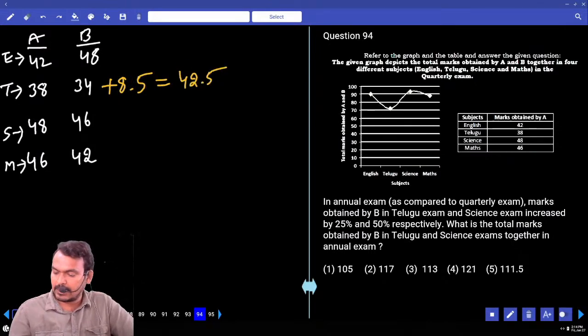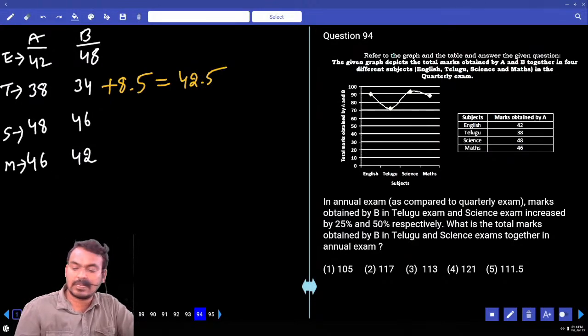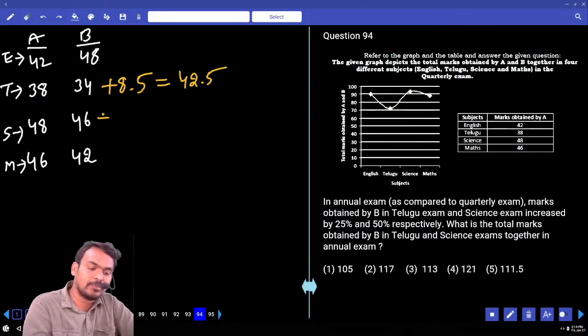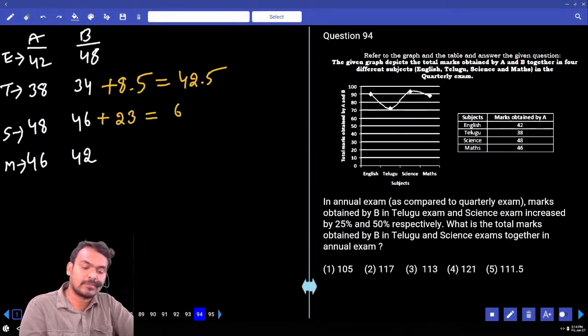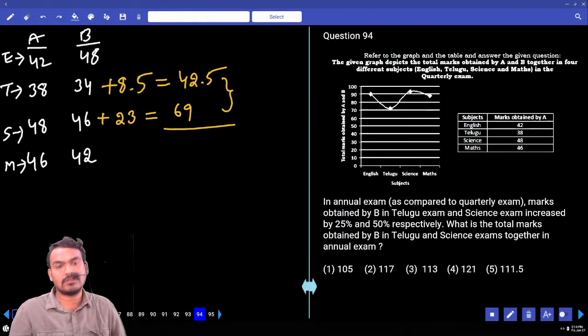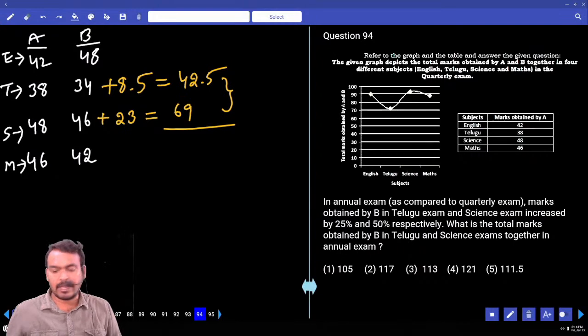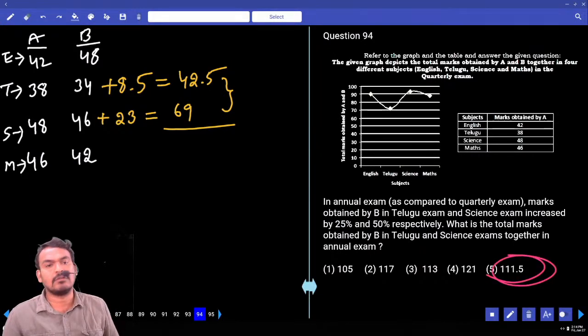42.5. Next, in Science how much percent are increased? 50%. What is the 50% of 46? 23. 46 plus 23, 69. Both are adding, it will be total marks. How much? 111.5. End with 0.5, only one option.